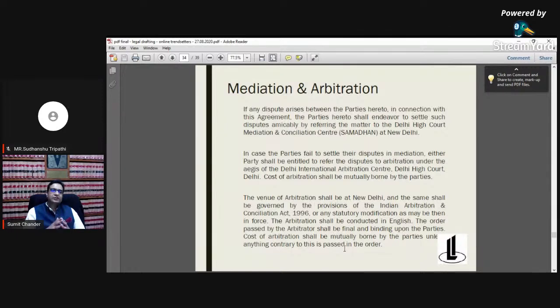The next important clause is the jurisdiction. So you roughly mentioned the jurisdiction of the arbitration, but you must mention whether that is the only jurisdiction, or do you want to exclude all others? So the next slide, please.